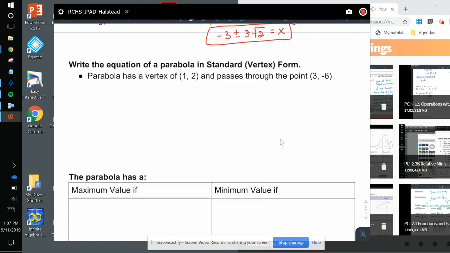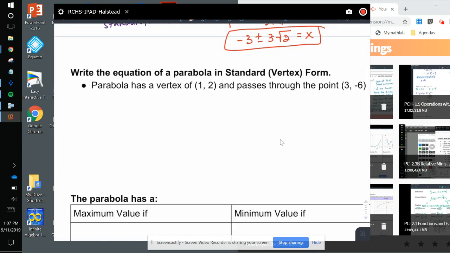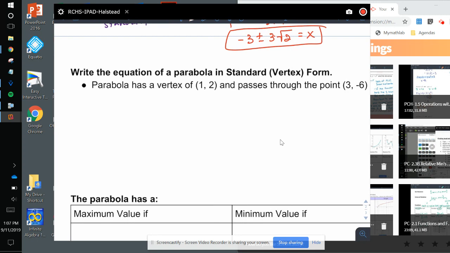Okay, we're going to write the equation of the parabola in standard form or vertex form. Our vertex is (1, 2), and it passes through the point (3, negative 6). How do we do this? Well, let's set this up in vertex form. y is equal to a times (x minus h) squared plus k. And let's start filling stuff in. I have h and k so far. So y is equal to a times (x minus 1) squared plus 2, because k is positive.